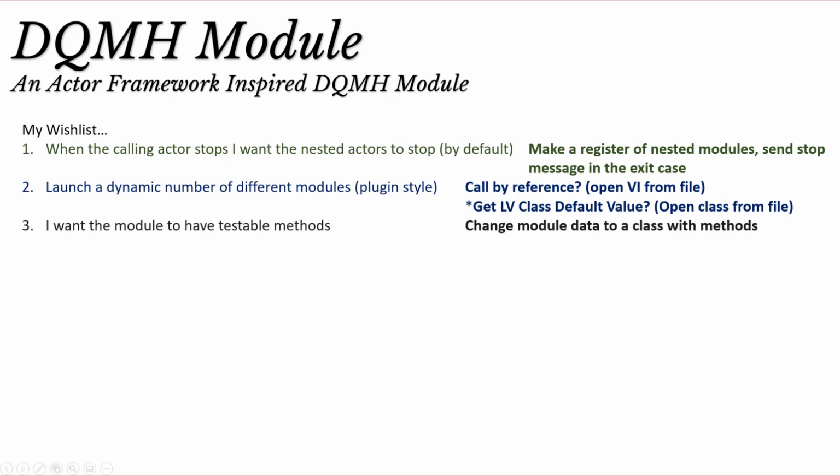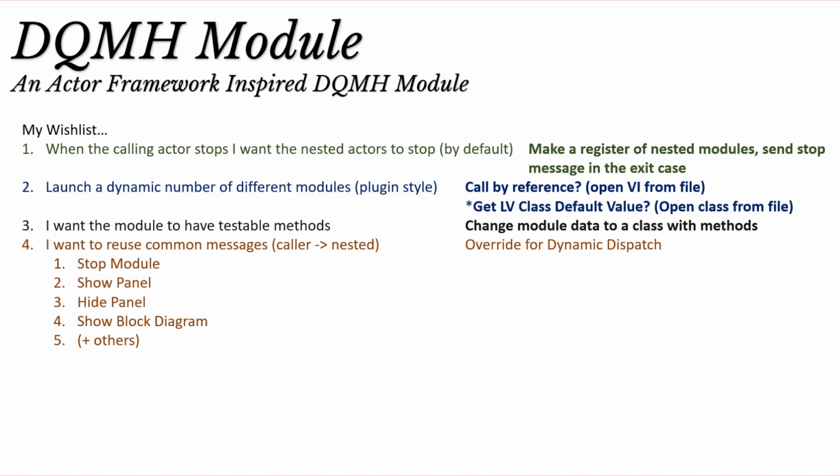I want the module to have testable methods. Okay, so I've just changed the module data to be a class, and that class has methods, which is just easier to test the individual units. Next, I want to reuse common messages, so from caller to nested. For here, I've created a very, very shallow layer of abstraction. You then use dynamic dispatch for stop module, show panel, hide panel, show block diagram, and a couple others.